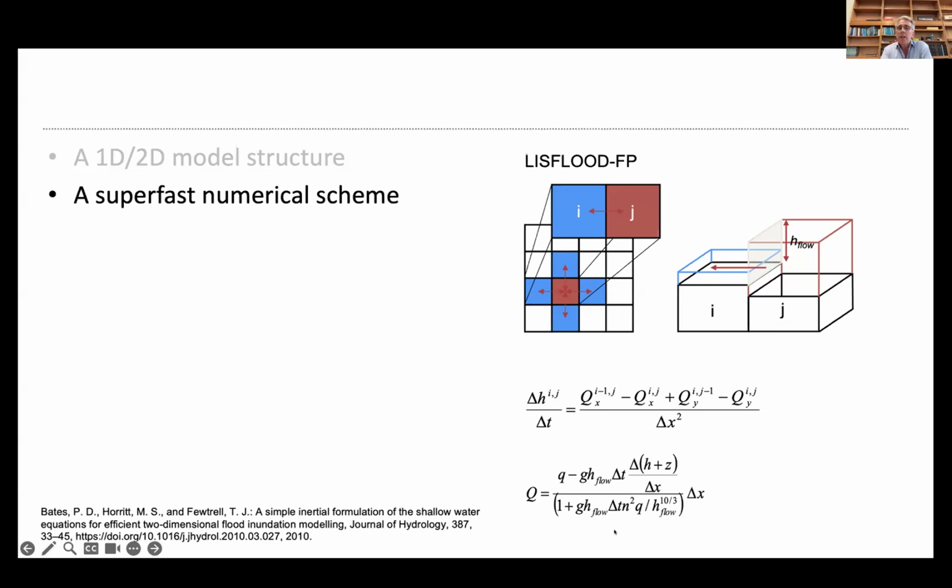Numerically, it's an explicit finite difference form of the equations, and therefore it's very cheap for that reason. And it's only got one power expansion term here, this h_flow to the power of 10 over 3 in the denominator of the equation. Power terms are expensive to do even on modern computers, and that's the only thing that causes any cost. So this is, as far as I know, about the quickest way to solve the shallow water equations, with this numerical scheme.